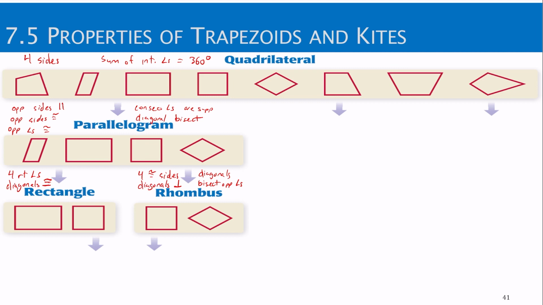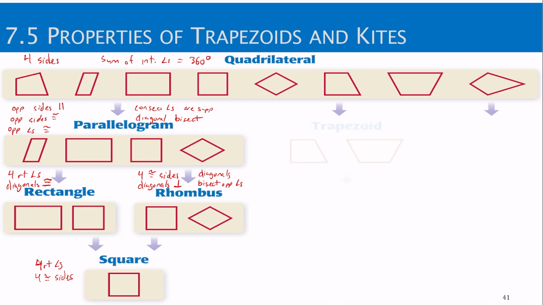So from the quadrilaterals, some are parallelograms, some parallelograms are rectangles, some parallelograms are rhombuses. If it's both a rectangle and a rhombus, then it is a square, which has 4 right angles and 4 congruent sides, and all the properties of everything up above it. Diagonals are perpendicular, diagonals bisect opposite angles, diagonals are congruent, they bisect each other, opposite sides are equal, opposite sides are parallel, and so on. So that's the parallelogram family.